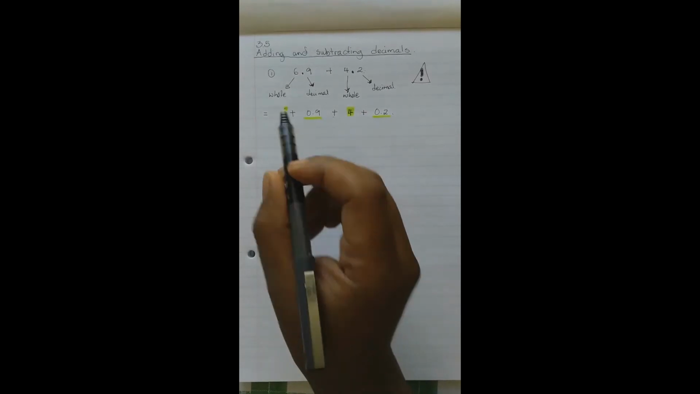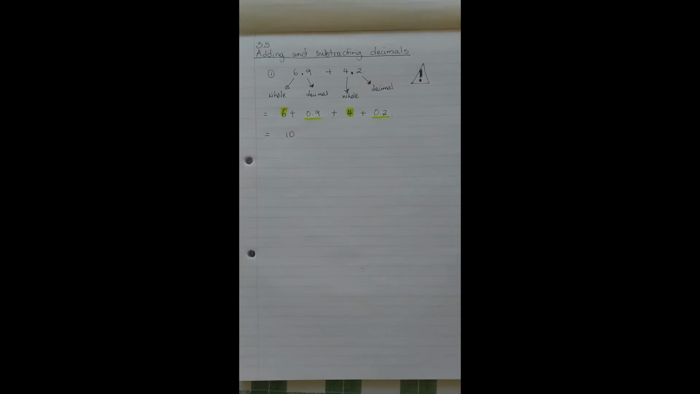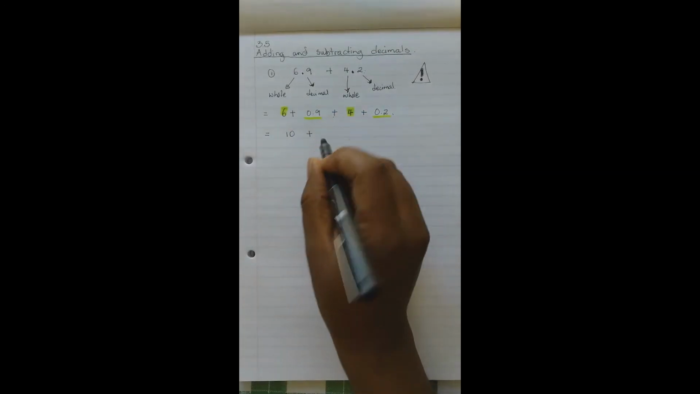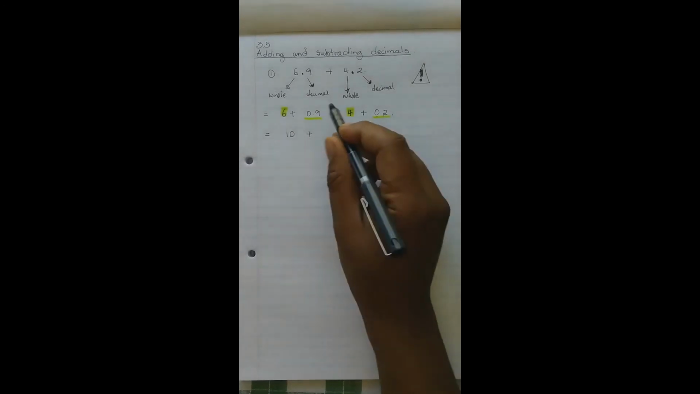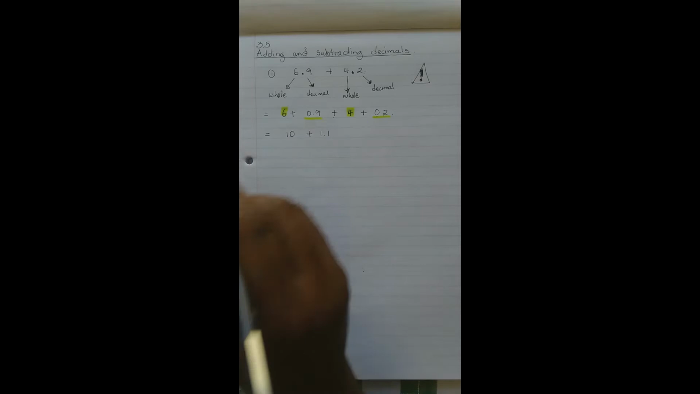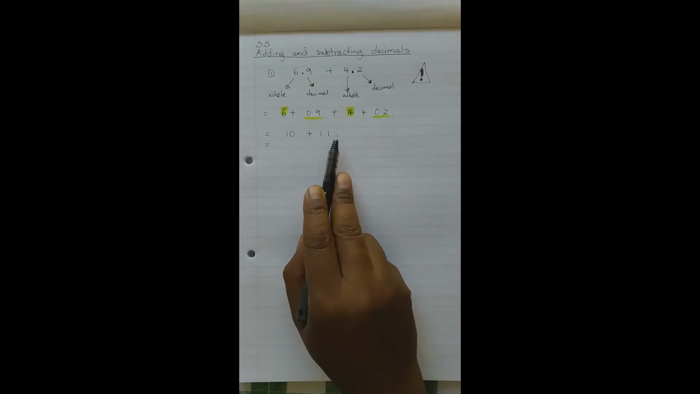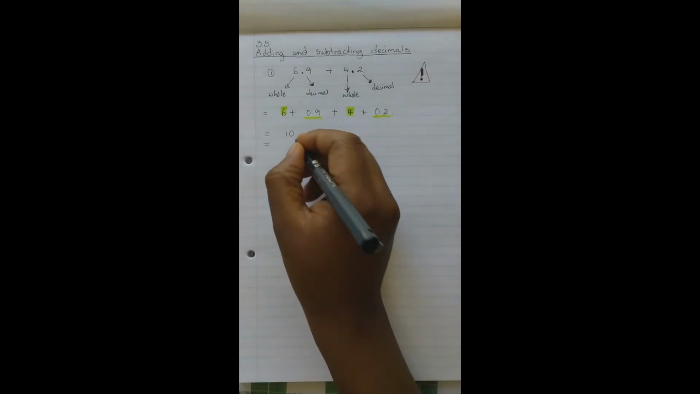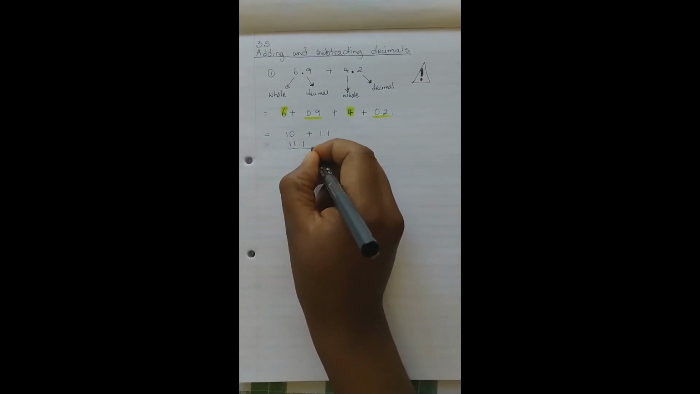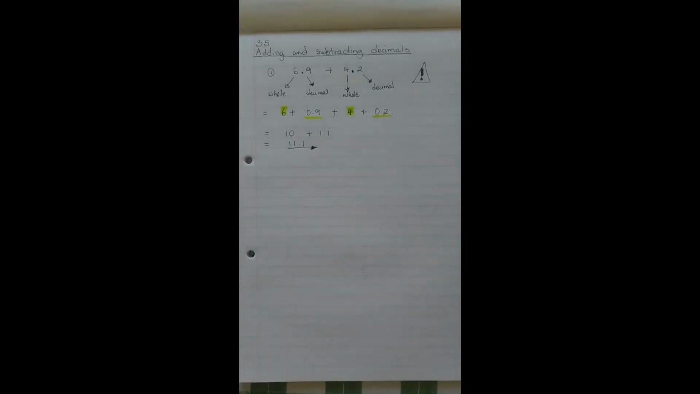If I add 6 plus 4, nice and easy to add in your head, that's going to be 10, even without using a calculator. Plus 0.9 plus 0.2, which are our decimal parts added together. Again, we can do that in our heads. That becomes 1.1. Now you're just adding your 10 plus 1.1, which is going to be 11.1 as your final answer, just bringing those two together in the end.